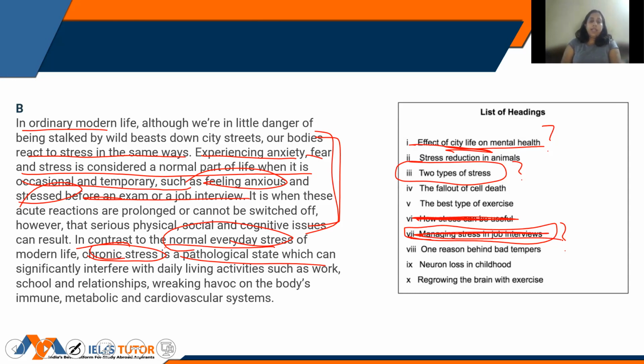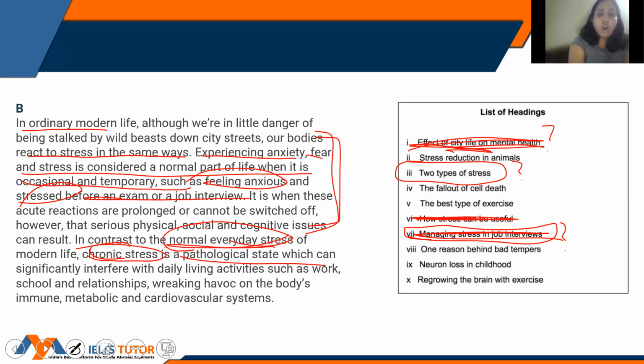Yes, ma'am. Right. The second thing they said is that in modern life, like being stalked by wild beasts down a city street, our body reacts to stress in the same way, right? Just as in a city street we are stalked by a wild beast, like someone is following us, stress works in the same way. They have given it as a referencing example, right? But two types of stress.